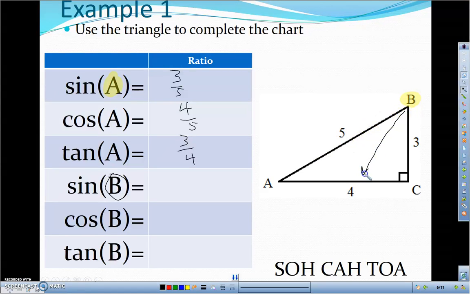According to angle B, this is now the opposite side. This is the adjacent side, and the side across from the right angle is the hypotenuse, H. So let's try this again.